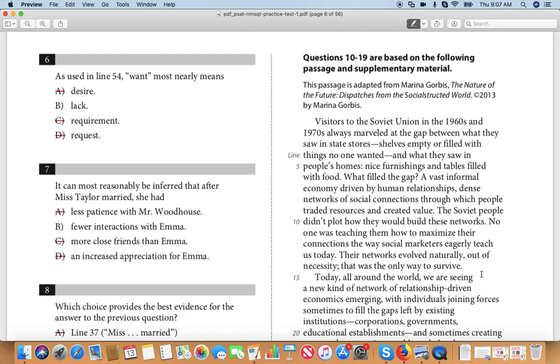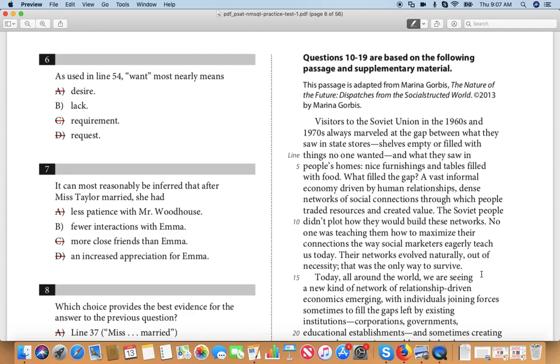Do you know what vast means? Like wide range? Yeah. Big. Just big, large, wide range, good. Okay, so a vast informal economy driven by human relationships. Okay, good. Take it from line 9, the Soviet people.